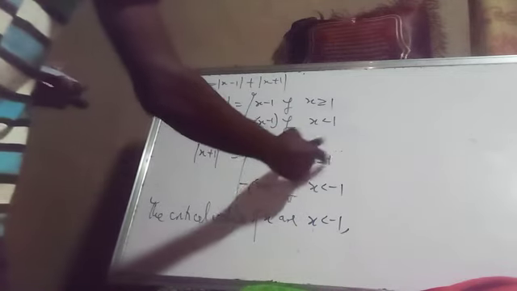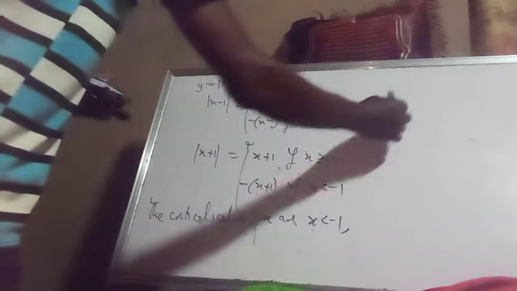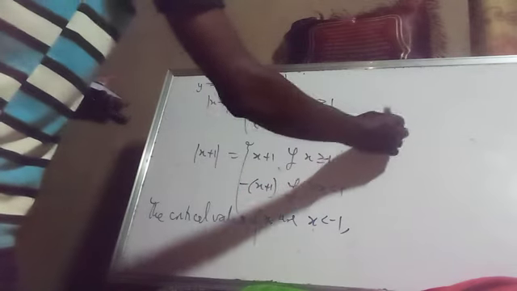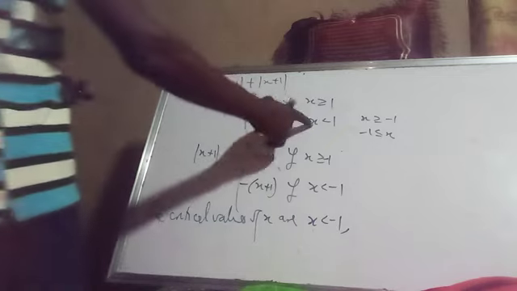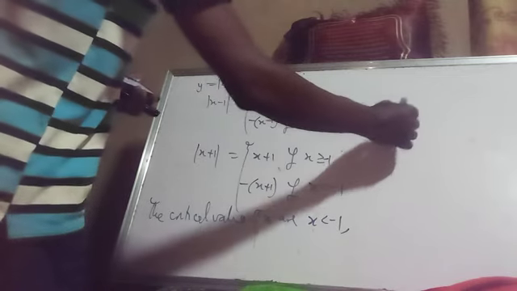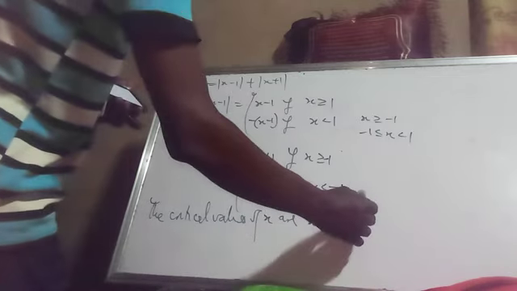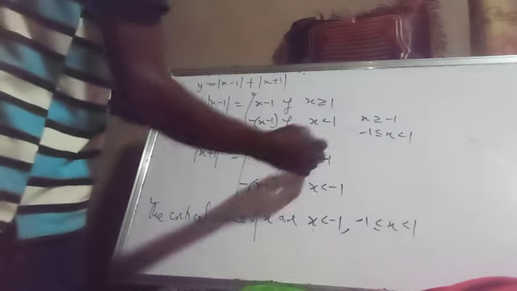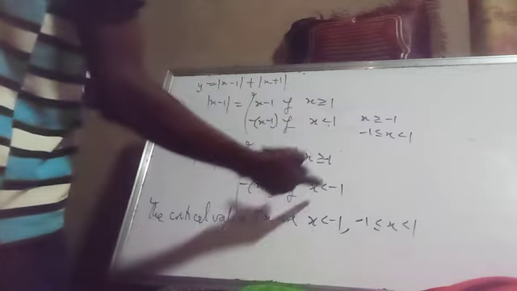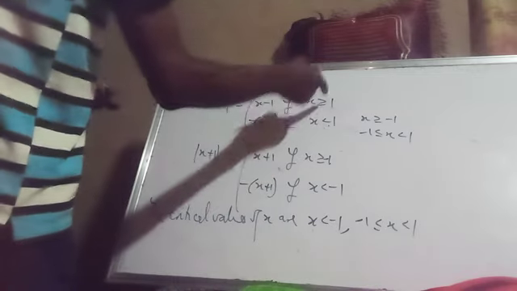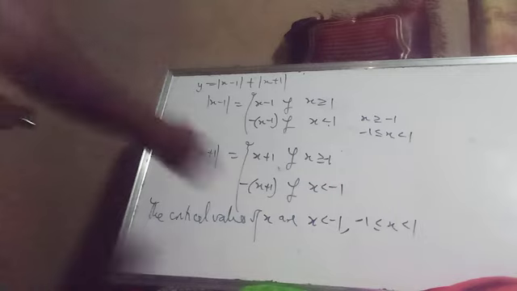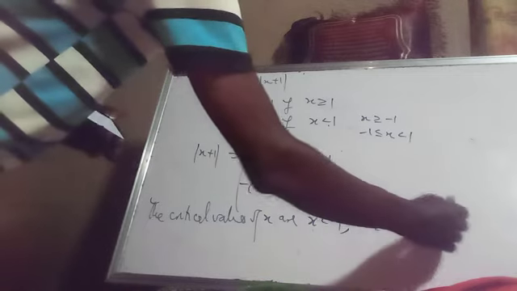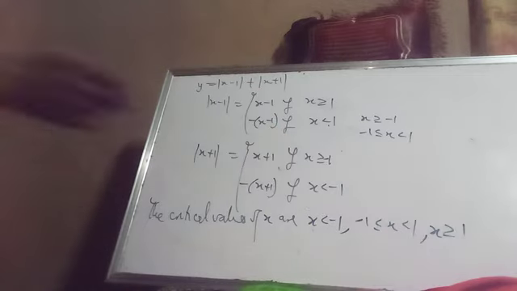Since x is greater than or equal to minus 1, it can be minus 1 less than or equal to x, and x is less than 1. So we can have minus 1 less than or equal to x less than 1. We have combined this and this together, then we can separately write x greater than or equal to 1. So those are the critical values of x in that particular situation. Now let's treat them one by one.